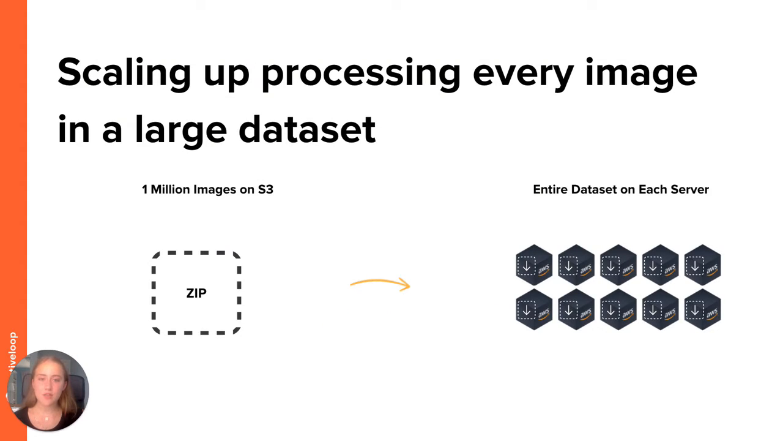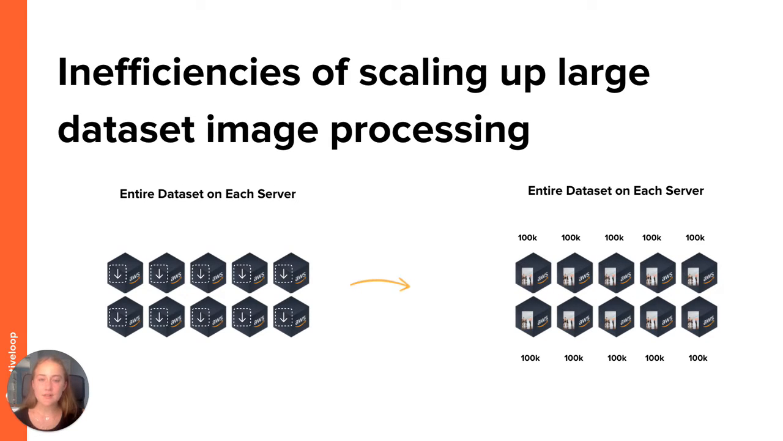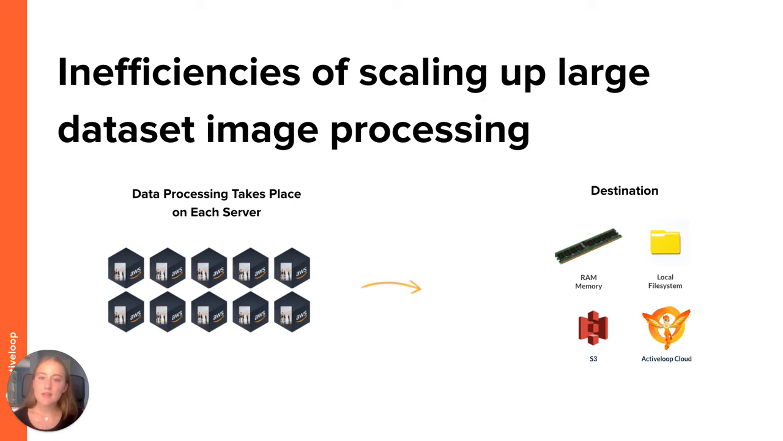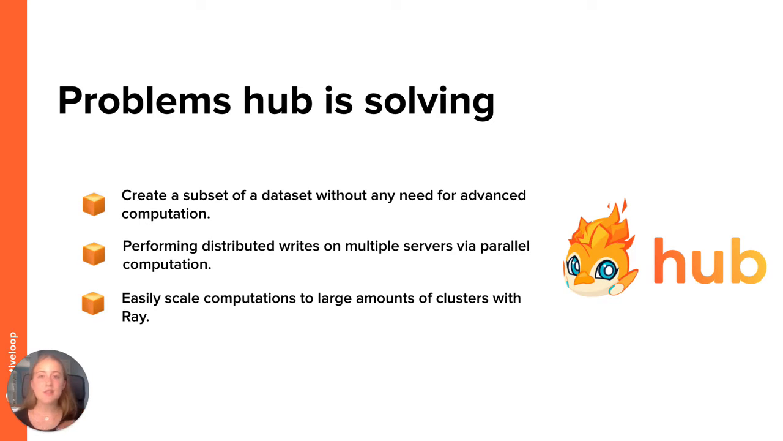To make the process more efficient, you can run this job on multiple servers. In this scenario, we have a dataset on S3 with 1 million pictures, which is stored in a zip file. And we can send this data to 10 servers, so we will need to download the entire dataset on every single server. And then each server will discard other parts of the dataset, so each server will only keep 100,000 images in this case. Then data processing will take place on each server, and once all the data is processed, it will be sent to a defined destination, which can be memory, the local file system, S3, or Activeloop cloud. And this process is inefficient, and this is why Hub comes in.